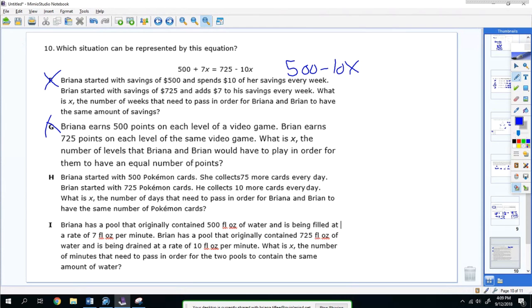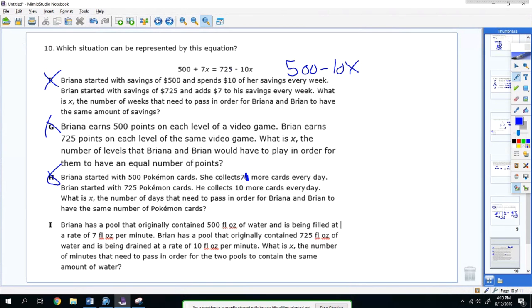Brianna started with 500 Pokemon cards. She collects 75. It's not supposed to be 75. She's supposed to collect 7 more cards every day. Brian started with 725 Pokemon cards, and he collects 10 more every day. Well, that's wrong because they're both collecting, while this one's supposed to be subtracting.